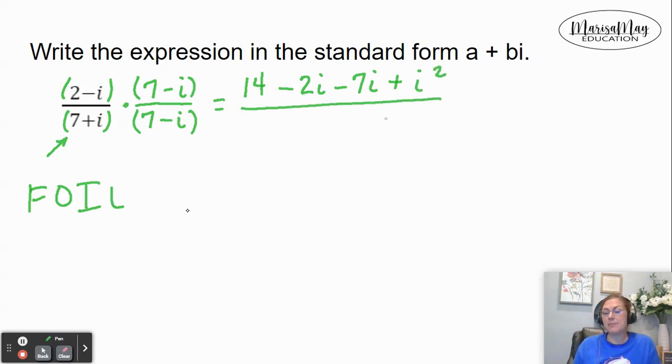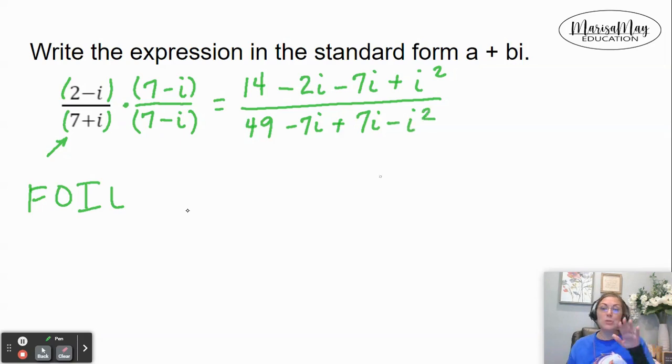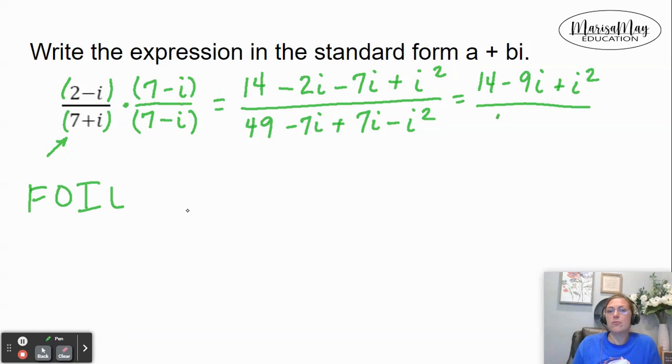We'll do the same on the bottom. First would be 7 times 7, which is 49. Outside would be 7 times negative i, which is negative 7i. Inside would be i times 7, which is positive 7i. And then i times negative i, which would give me negative i squared. Now, you don't want to do any canceling top to bottom yet. You want to simplify the top. And so that gives me 14 minus 9i plus i to the second over 49. And then notice those minus 7i plus 7i go away, minus i to the second.